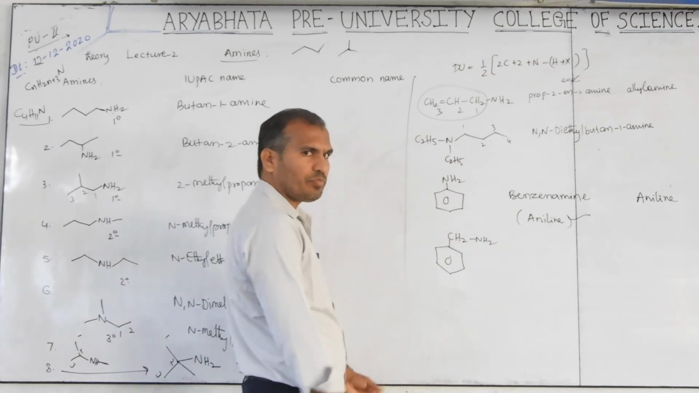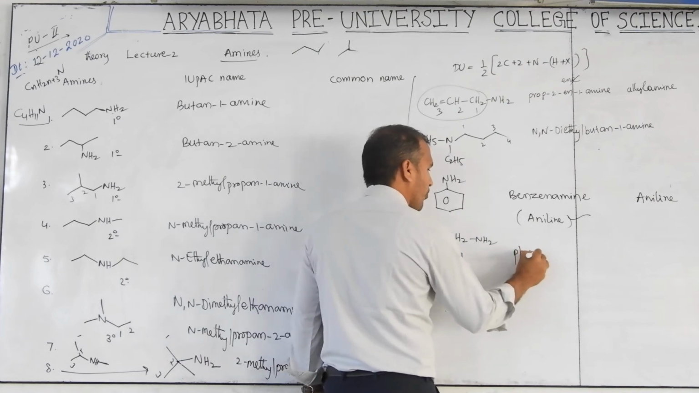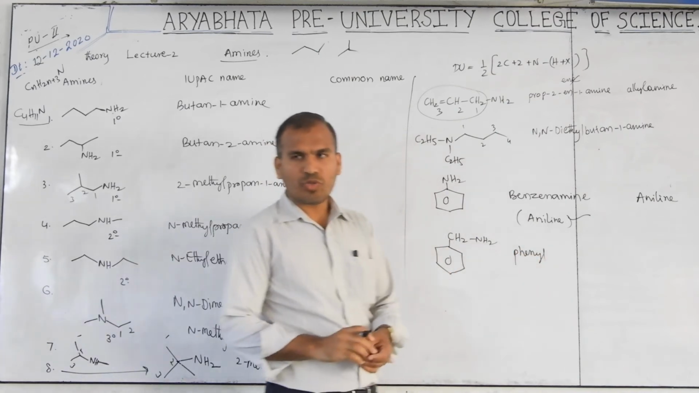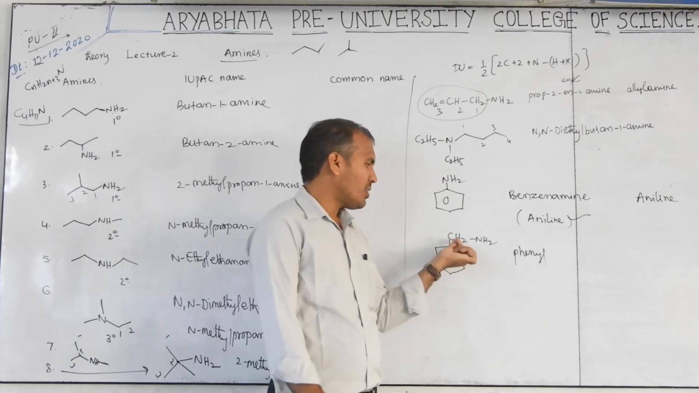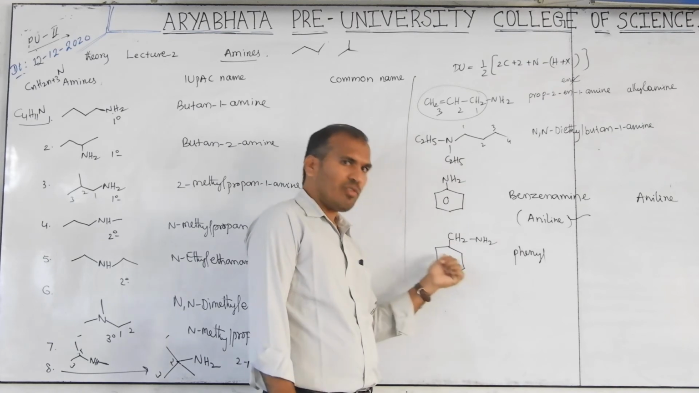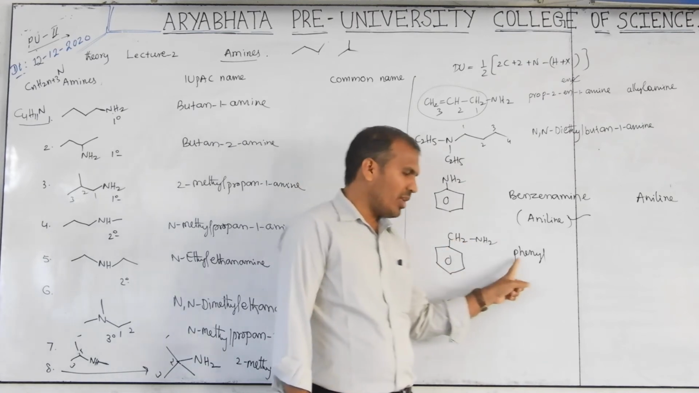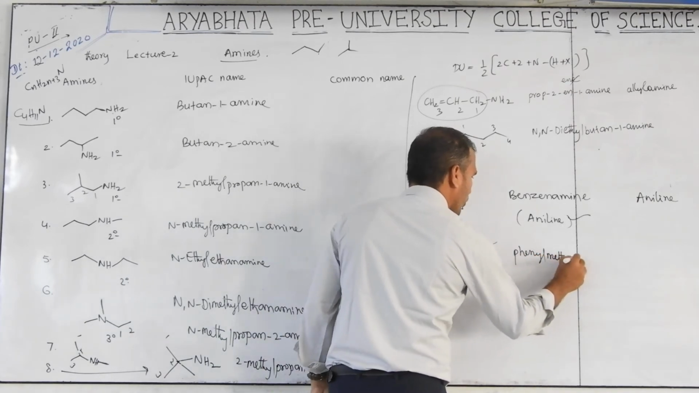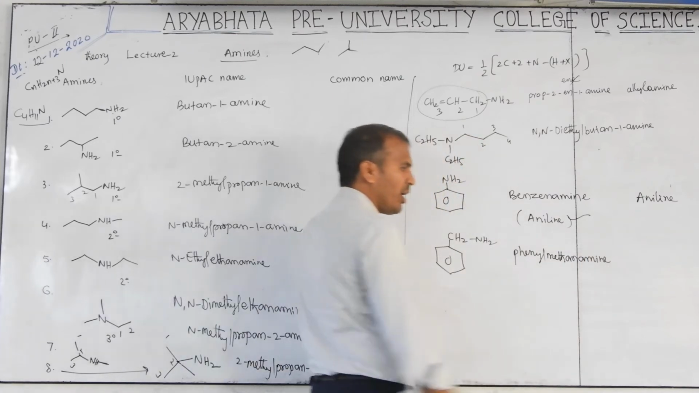This is phenyl. This C6H5 is a phenyl group. Because we know how to choose the principal carbon chain, that should contain the functional group. The side chain has the functional group. This is not having the functional group. Therefore, this is the substituent. So phenyl methanamine.